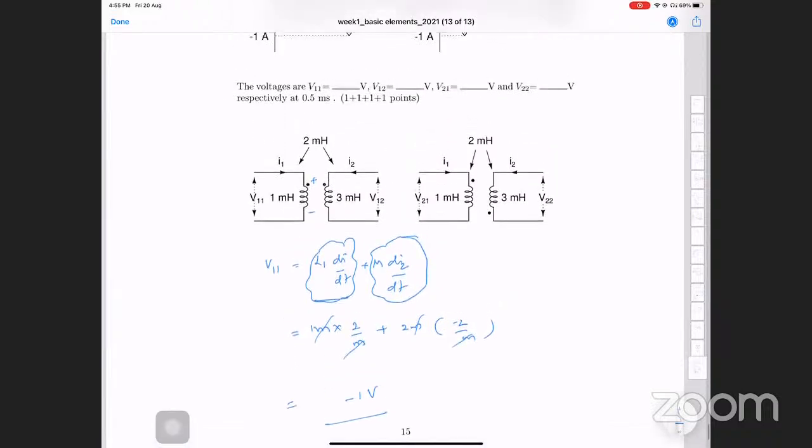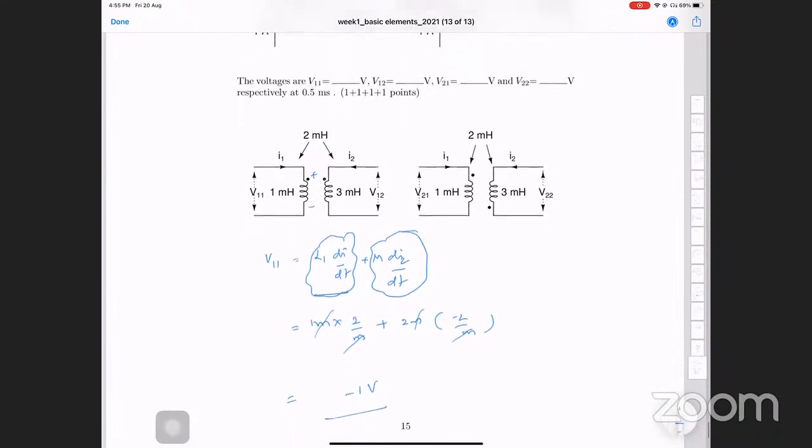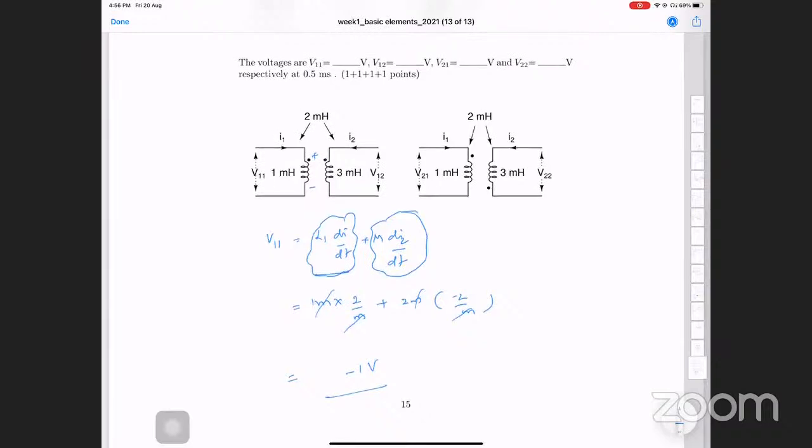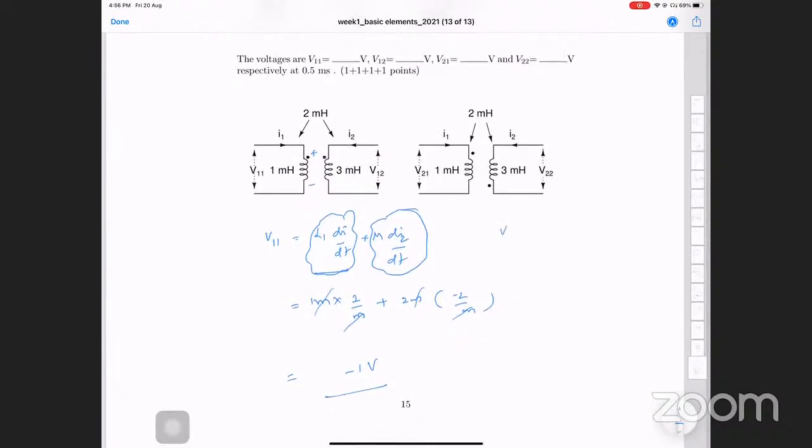Now let's see how to find V12. I want to solve for V12. So similarly, V12 is equal to L2 di2 by dt plus M times di1 by dt. See, the sign of this mutual inductance depends upon whether current is entering or leaving the dotted terminals.